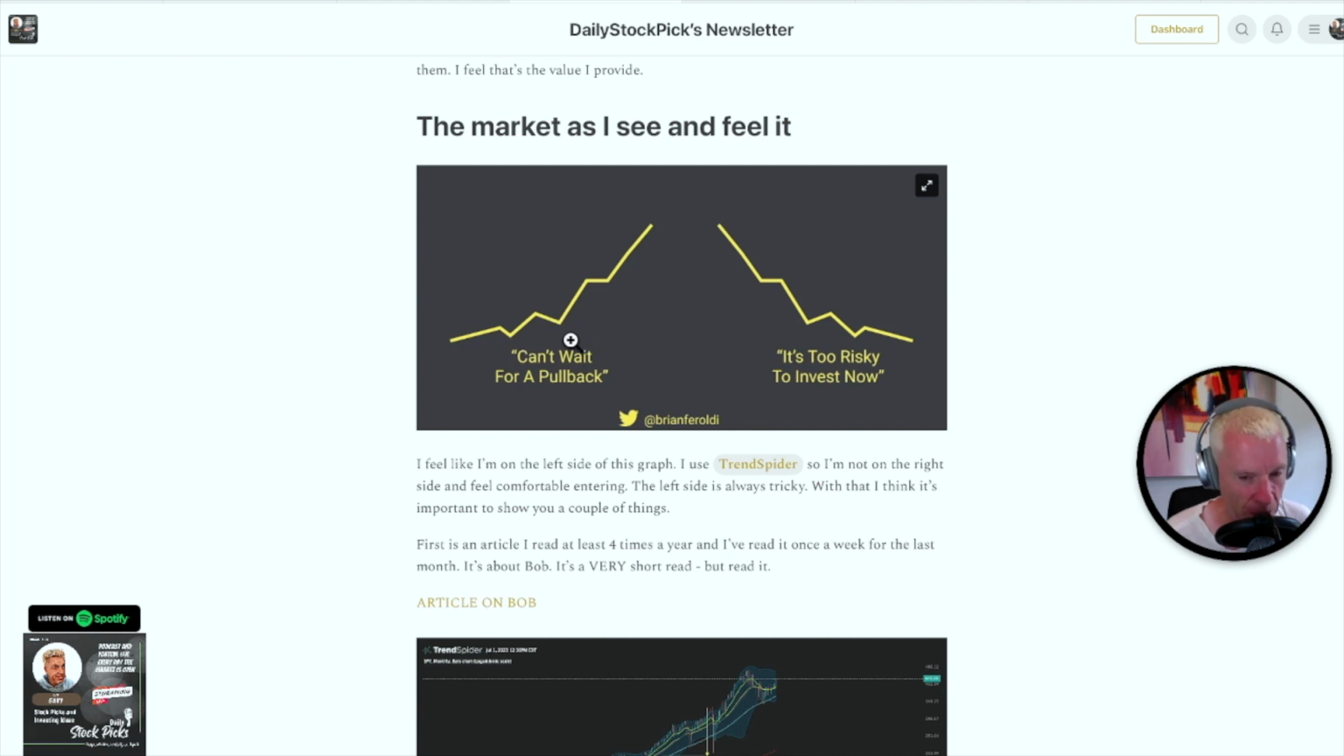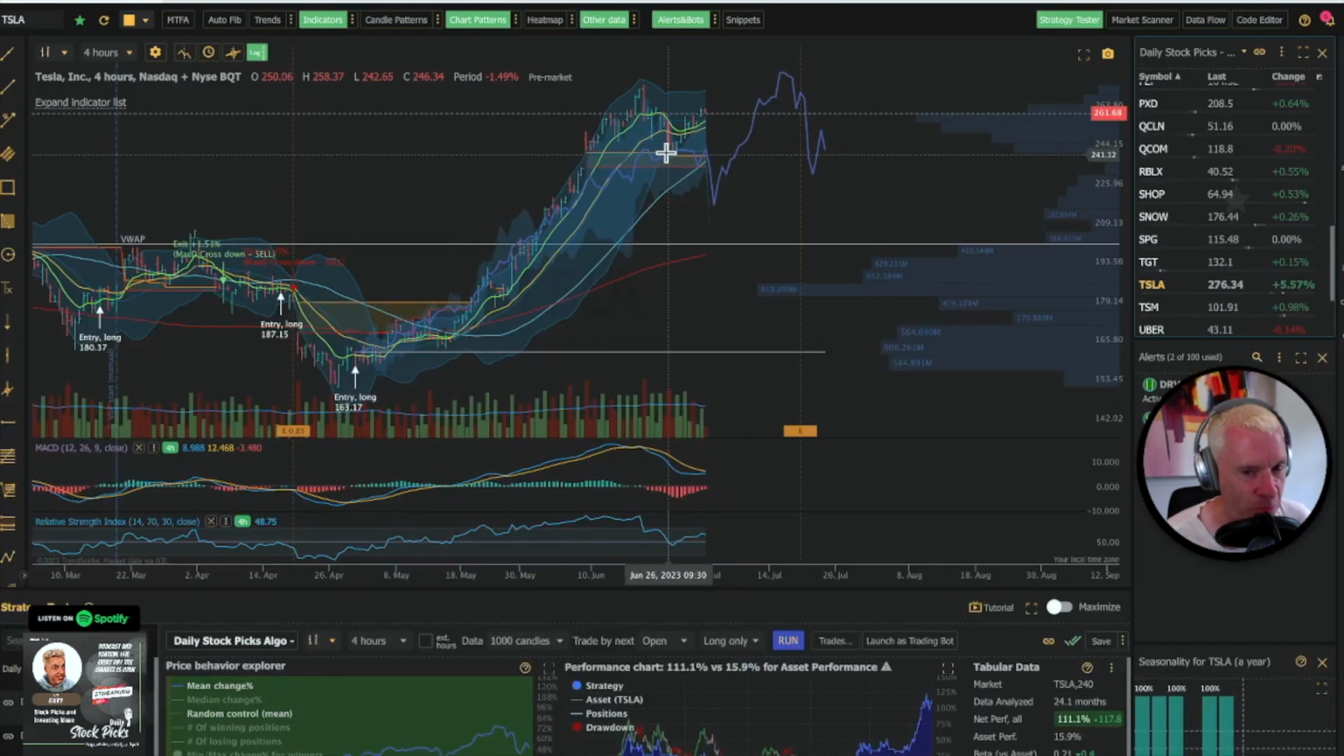I can't wait for a pullback. Once this right side, I never have a problem because I have TrendSpider and I can know when to get in. But the left side, can't wait for a pullback. That's where I've been with Tesla. I've been waiting for this pullback. It got out way too early.